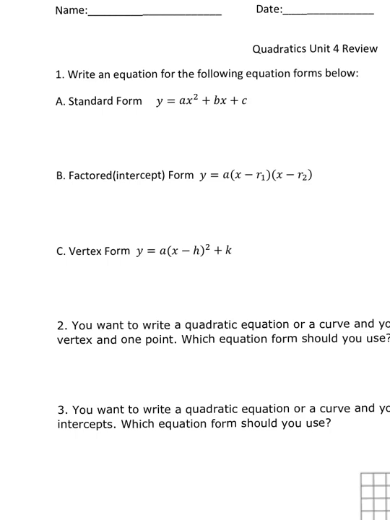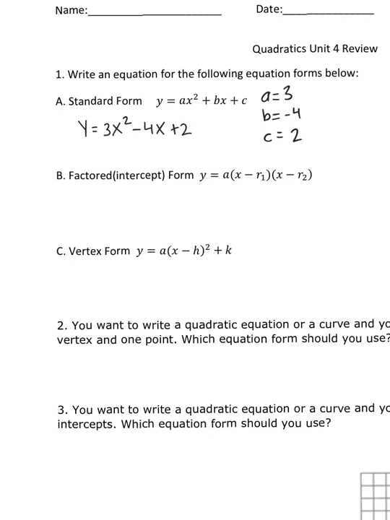So I'm just going to pick some random numbers for A, B, and C here. So let's say that my A value is 3, my B value is -4, and my C value is 2. So if I were to write that in standard form, I would have 3x squared minus 4x plus 2. And that's all that you have to do.